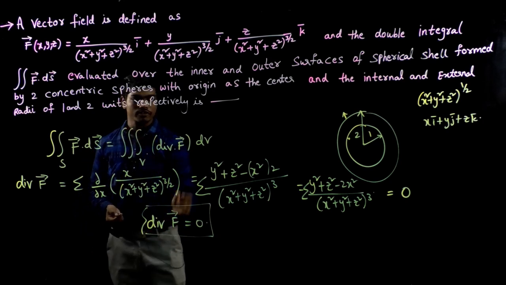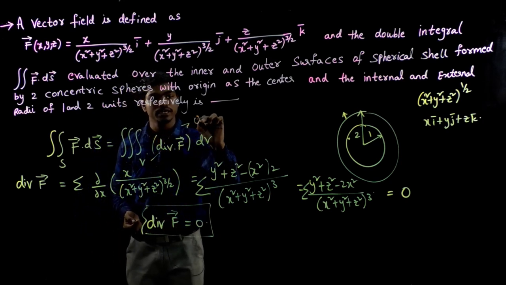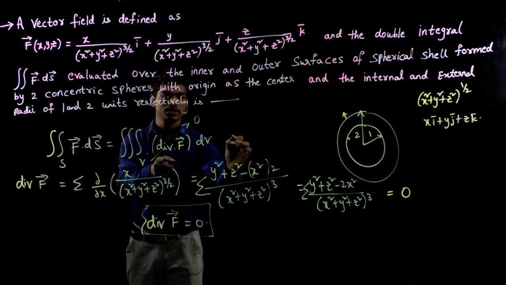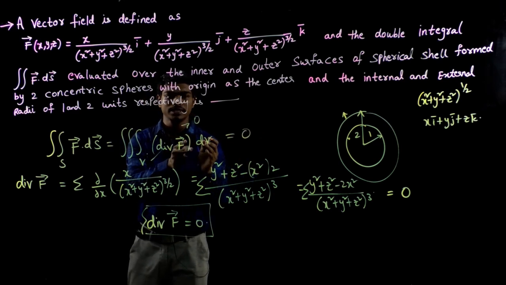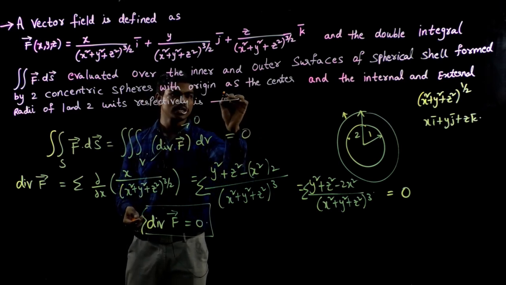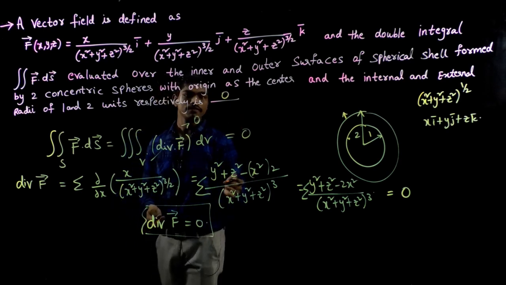So when this divergence of f bar is 0, and if you put 0 in place of the divergence of f bar in this integral, your answer is 0, because 0 into something, the integration is 0. So the answer is 0 for this question, and this is how things happen.